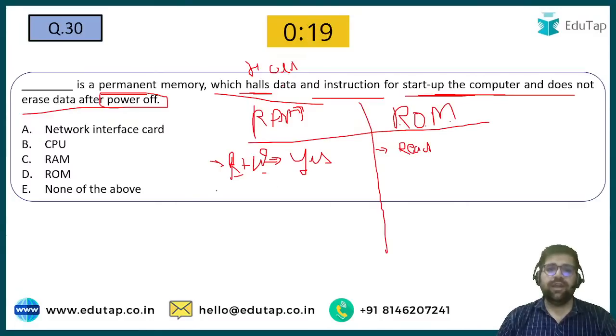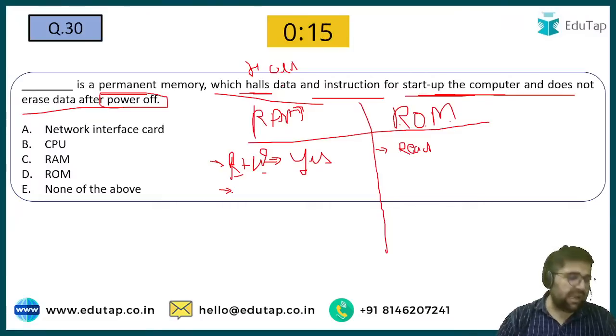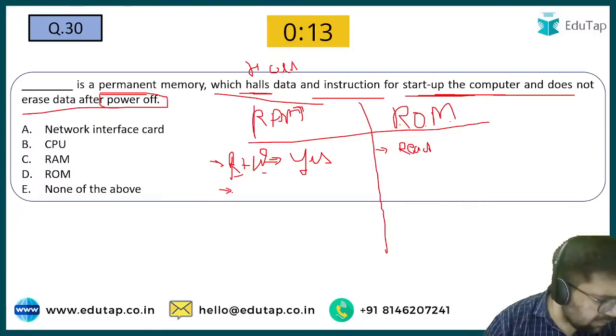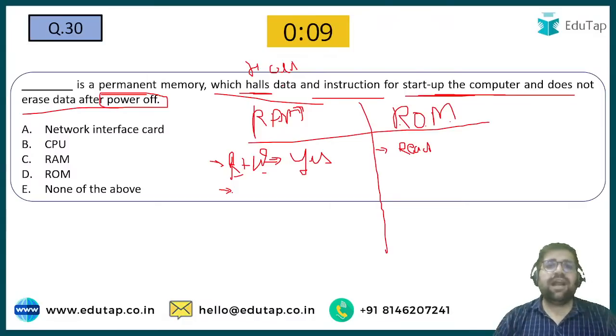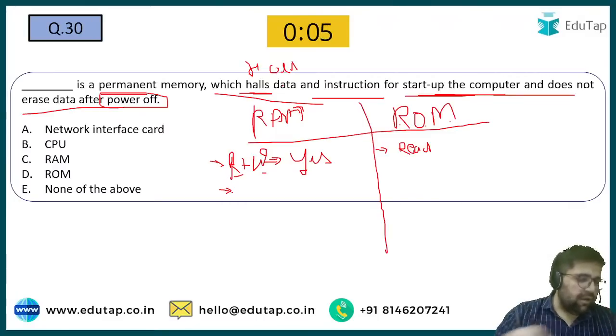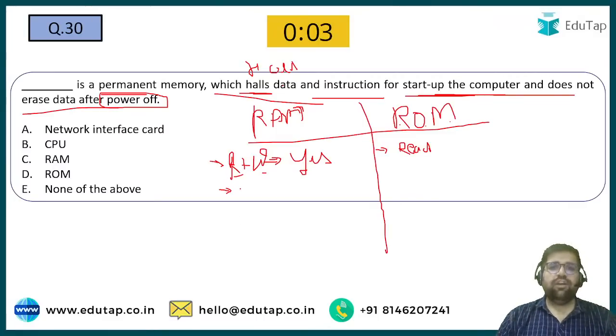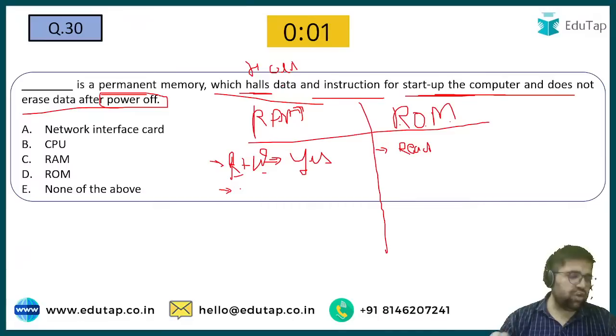Read only memory. Tell me which particular type of memory will be volatile. Is RAM volatile? Yes or no? Please let me know whether RAM is volatile or not. Yes or no? Very easily. RAM is volatile or not? Please answer it. Yes, you can read and write on RAM. That is totally correct. RAM is volatile or not?